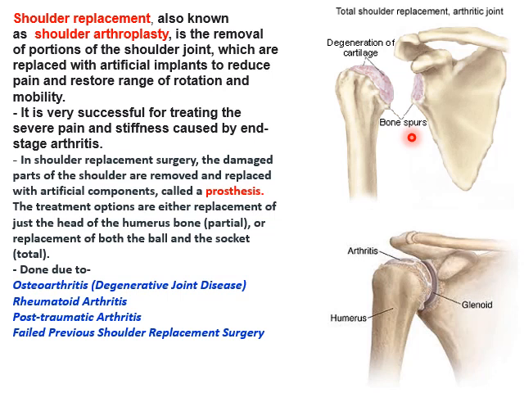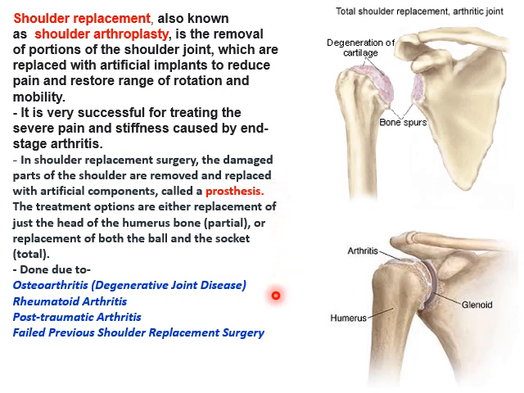This replacement can be partial, which we call hemiarthroplasty, or total, when it is called total arthroplasty. We'll see what it is. The artificial implants, which replace the damaged articular surfaces, which can be due to bony spurs or mainly due to arthritis, are called prostheses.